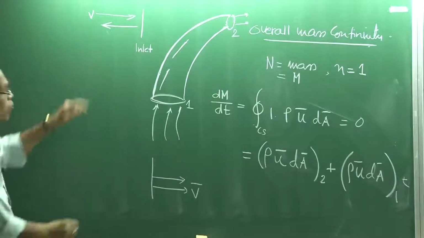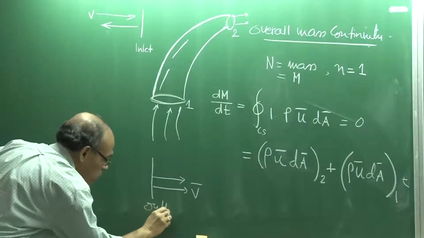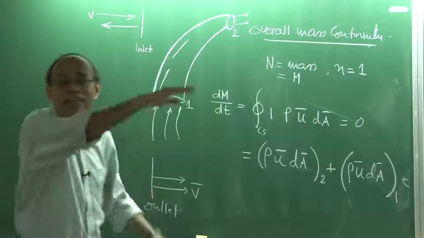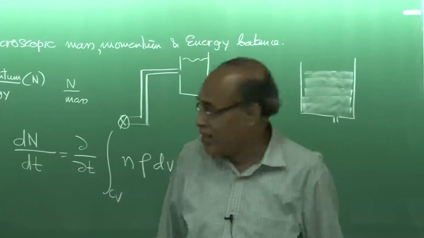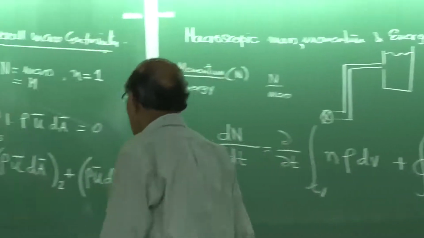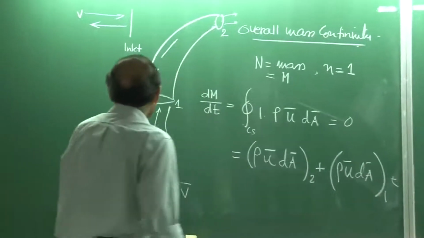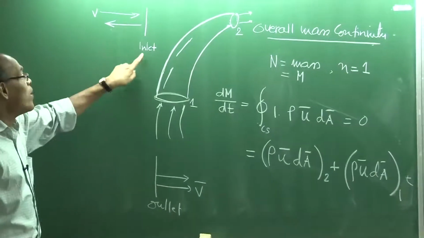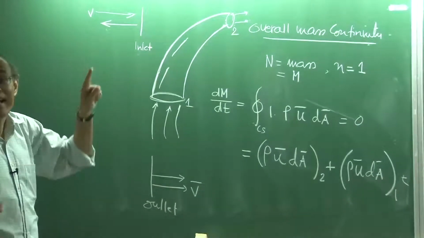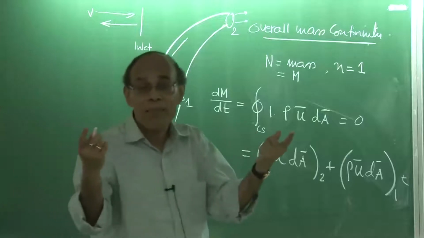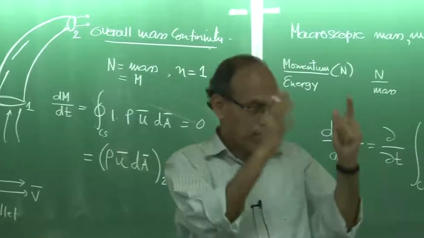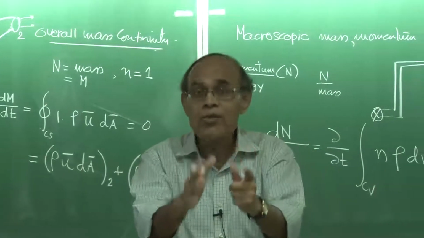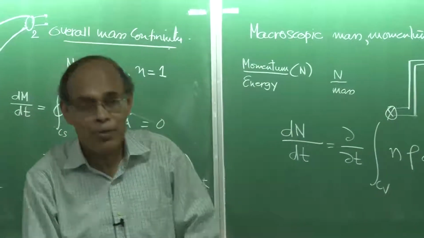So, at the outlet, the normal and the velocity vector are directed along the same direction. So, the cosine of that angle is cosine 0, and that is equal to 1. On the other hand, at the inlet they are going to be oppositely directed. What is the dot product of two vectors? You take the modulus of vector 1 multiplied by the modulus of vector 2 multiplied by the cosine of the angle in between.